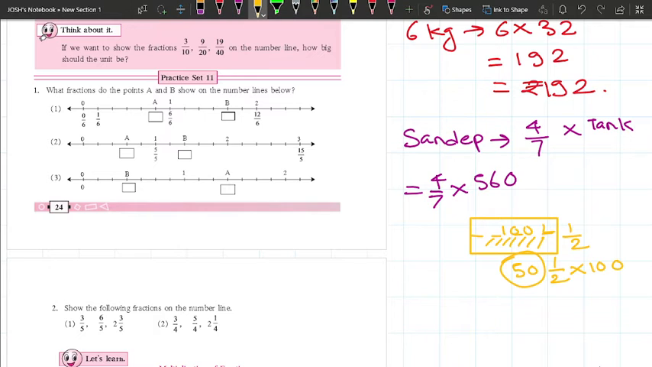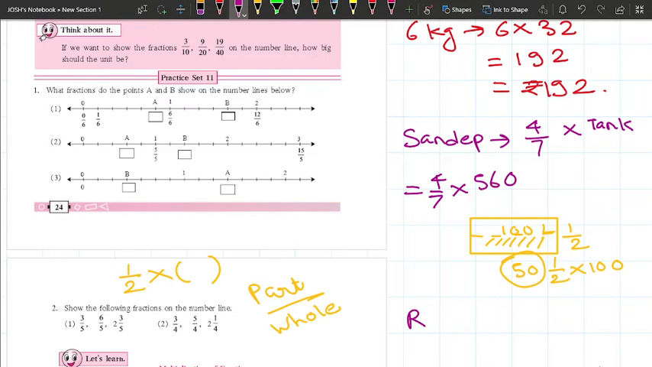Why half multiplied by 100? See, fraction is part by whole. Here our part is 1 by 2 and our whole is 560. Okay, so like this, for example, we took an example of 1 by 2. Now it is clear for Sandeep.